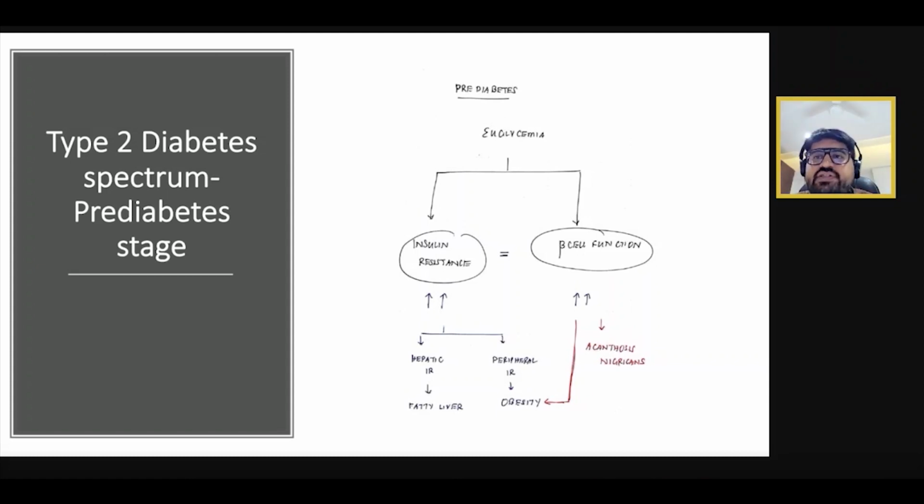This is a pre-diabetes situation, right? And in this situation, you tend to have hepatic insulin resistance, peripheral insulin resistance because of obesity, hepatic insulin resistance because of fatty liver, and then clinically you will find patients having acanthosis nigricans and so on and so forth. So this is basically the pre-diabetes situation where you tend to have a near euglycemia, but this near euglycemia is maintained because you have insulin resistance high, but the beta cell is able to catch up with the insulin resistance.